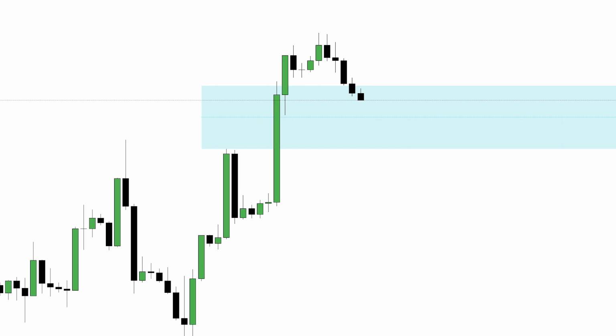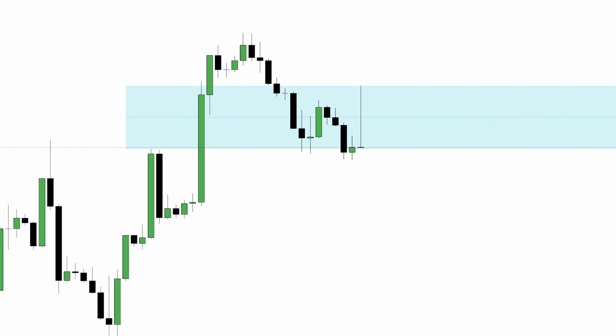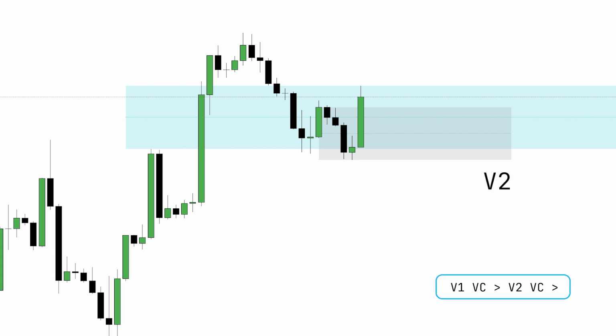We move to the 4-hour chart and see that the price has formed a volume confirmation in the form of an order block, which can be considered as V2. All conditions on the HTF are met. The next logical element is found on the LTF, where V3 trigger is greater than V4 entry.